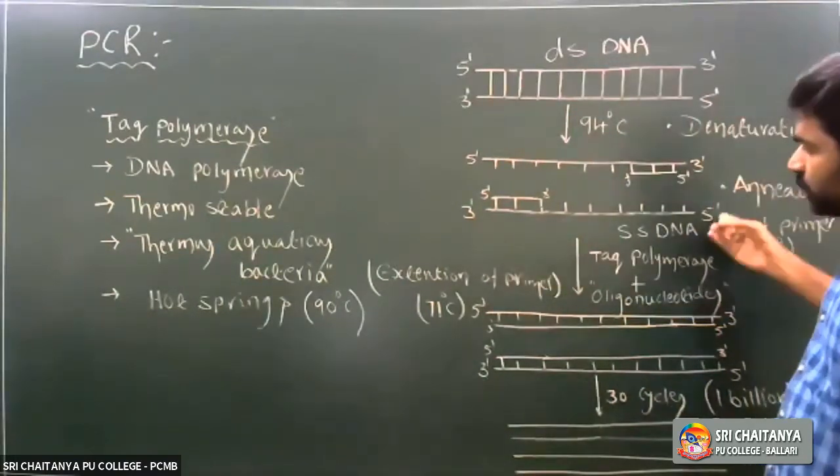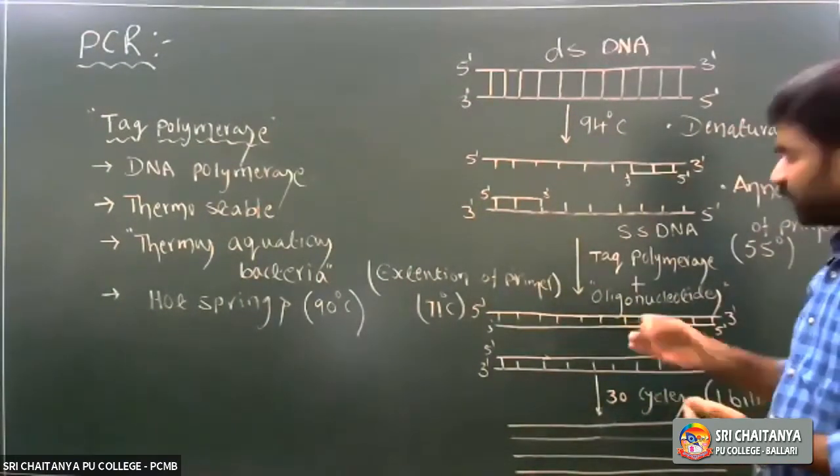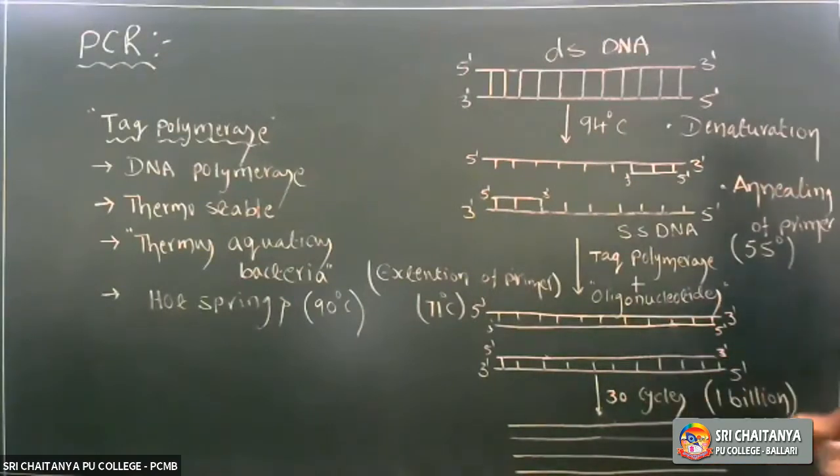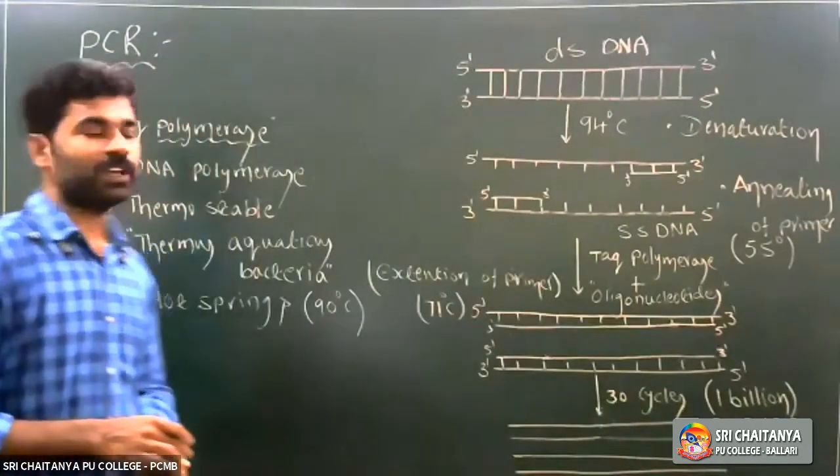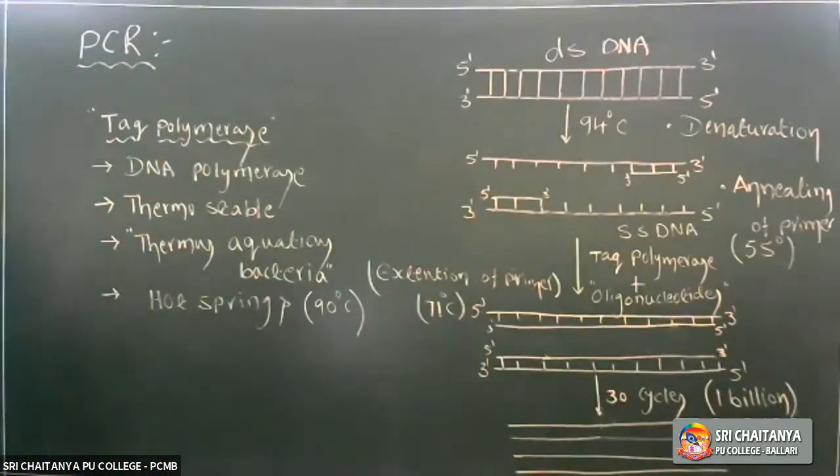So these three steps occur again and again up to 30 cycles, resulting in the formation of 1 billion copies of the desirable DNA fragments, right? So this is the information about the PCR technique. Take a screenshot now.